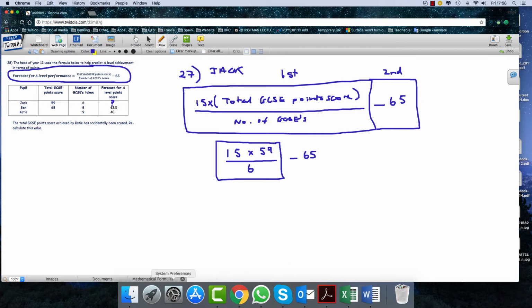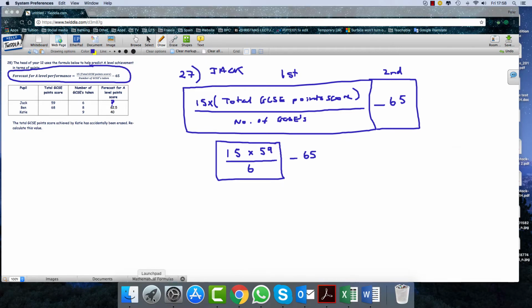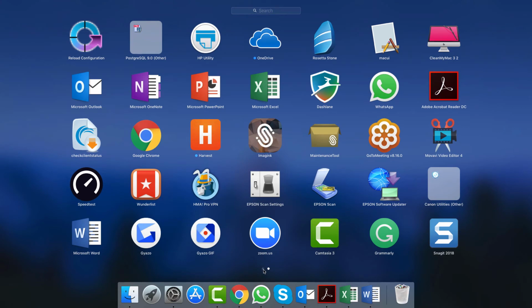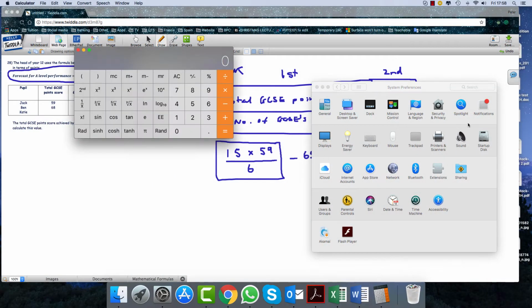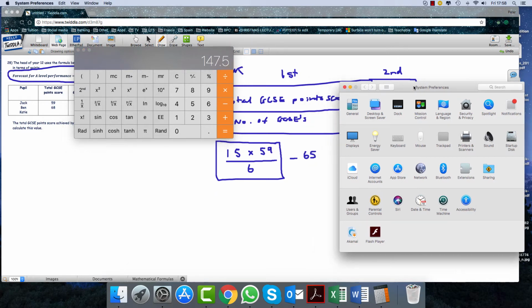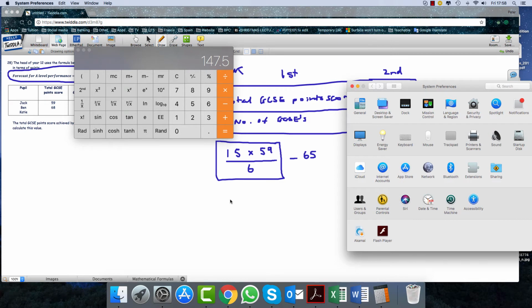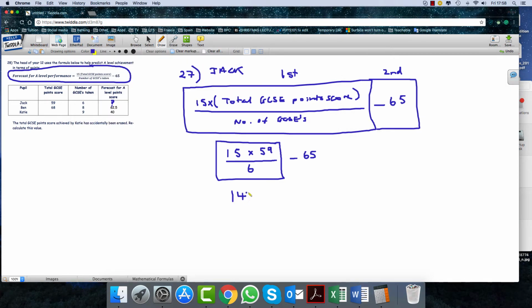Now I'm just going to grab my calculator. Just pressed the wrong button there, bear with me. Okay, so 15 times 59. Best to press the equals sign after that. So that's 885, divided by 6. It doesn't necessarily mean it's going to be a whole number. So we've got 147.5. So we've worked out the fraction.